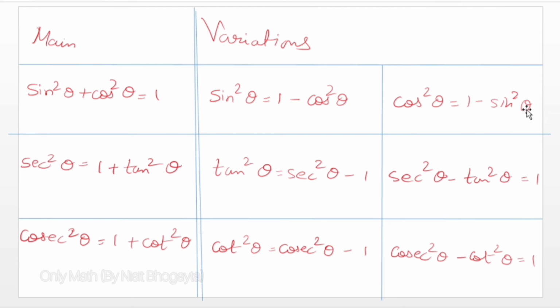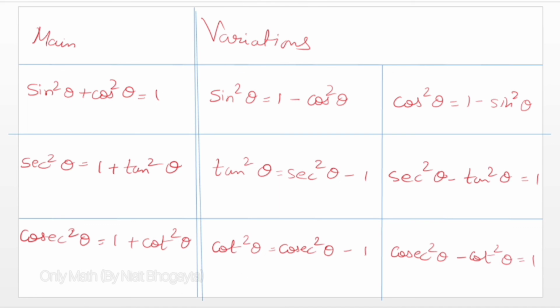Here you have sec squared theta equals 1 plus tan squared theta. So you can again write tan squared theta equal to sec squared theta minus 1. And sec squared theta minus tan squared theta is equal to 1. Cosec squared theta equals 1 plus cot squared theta. So if you make cot squared theta the subject, it will be cosec squared theta minus 1, and cosec squared theta minus cot squared theta will become just 1.